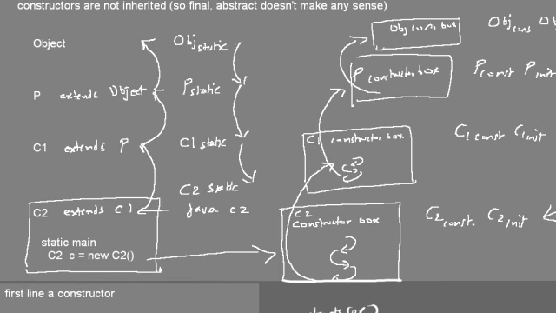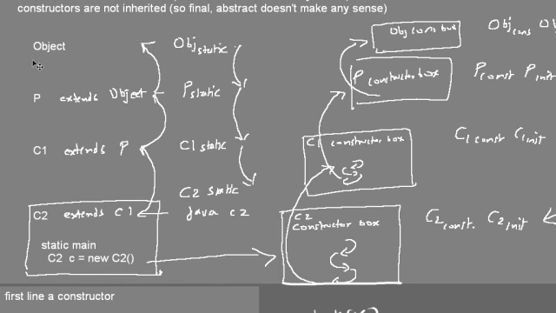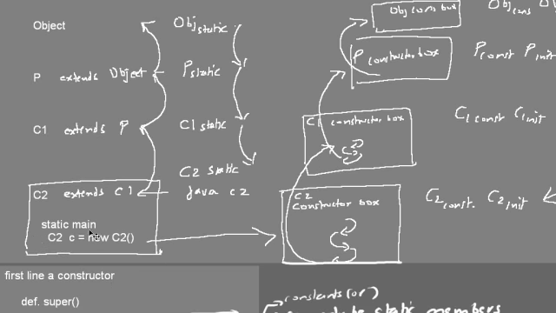Right, so let's take a look at this example in which this is the super object. B extends Object, C1 extends B, C2 extends C1, and I have a static main. So I do java C2, right? I'm running the main method using java C2.